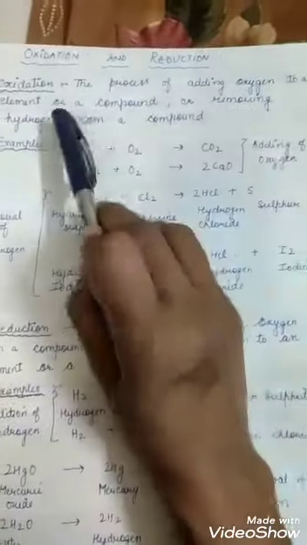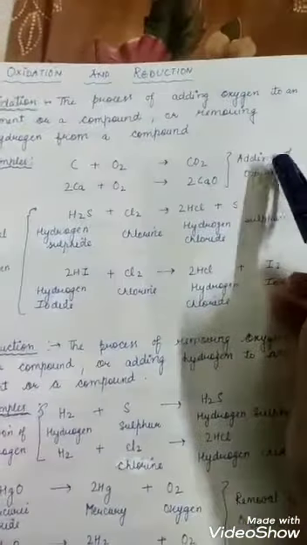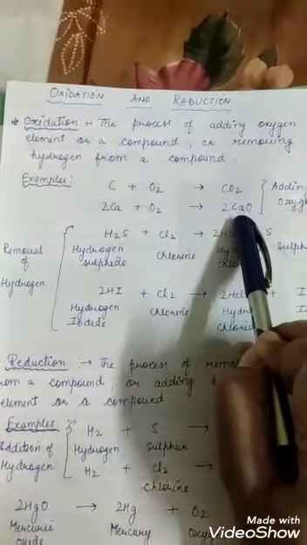First of all, what is oxidation? It is a process of adding oxygen to an element or a compound or removing hydrogen from a compound. Examples I will give you. First of all, adding of oxygen. Just like carbon and oxygen forms carbon dioxide. Calcium and oxygen forms calcium oxide.